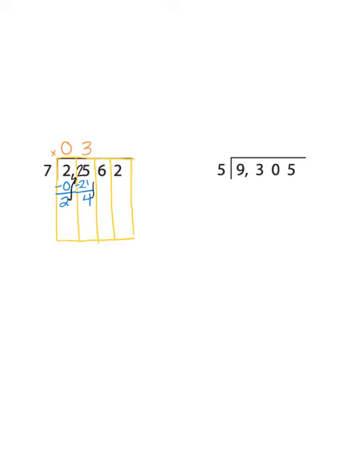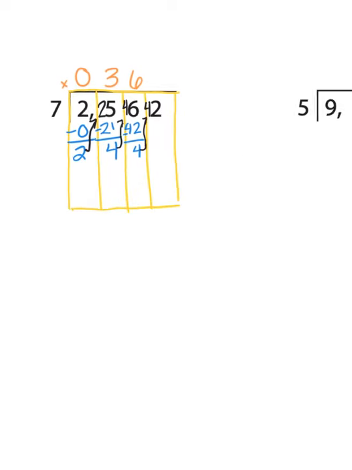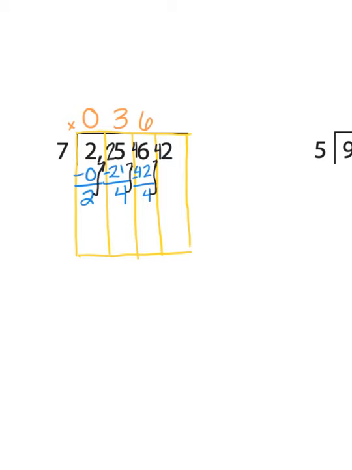And I'm going to bring that up, and now I'm working with the number 46. I know that 7 goes into 46 6 times. When I multiply, I get 42. Subtract, I get 4. Bring that up to the next box, and now I'm working with the number 42. Well, I know that 7 times 6 equals 42, so 7 goes into 42 6 times. I'm going to subtract, and I get 0, so there's no remainder. And my quotient would be 366.